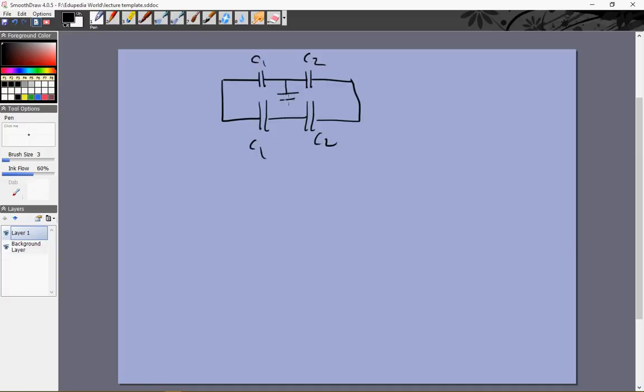C1, C2. Sorry, this is C2, this is C1. This is C3. I attach it to potential difference V. Now, what did we do in the last case?